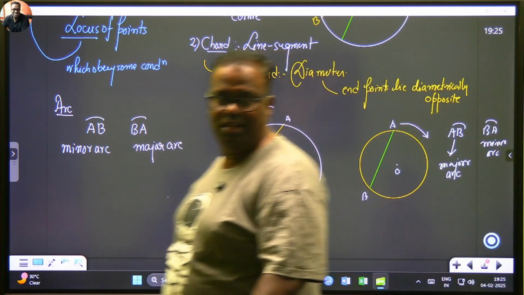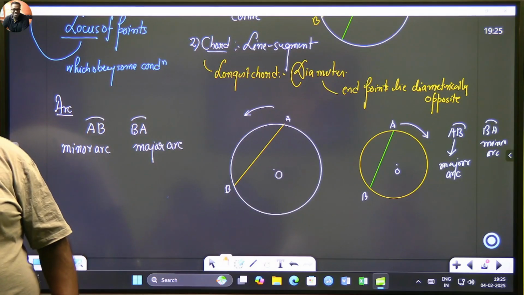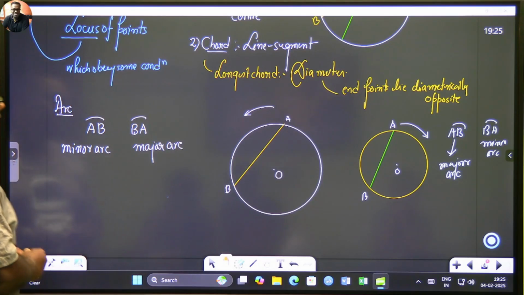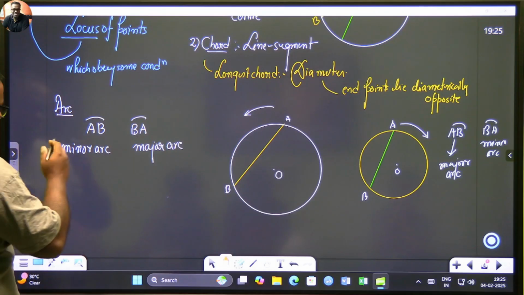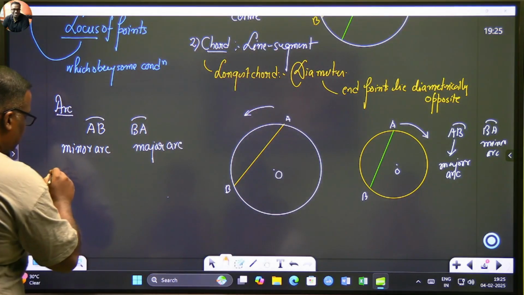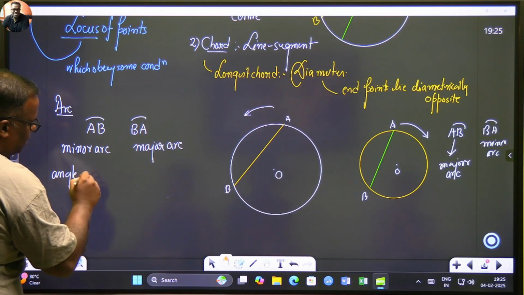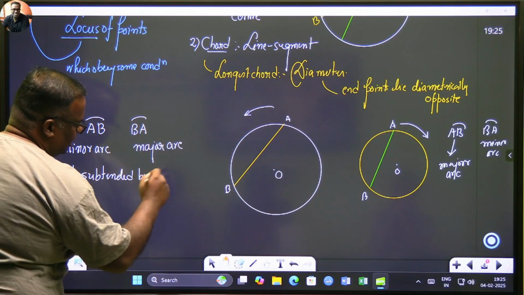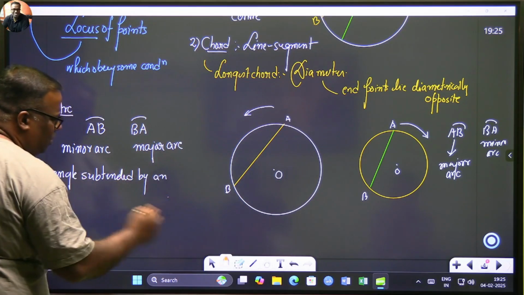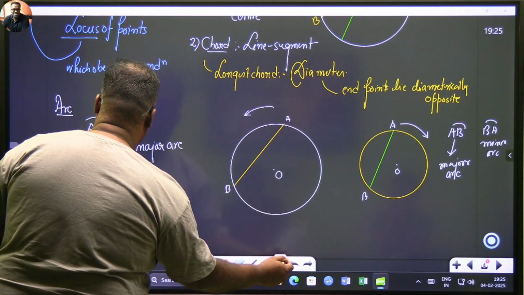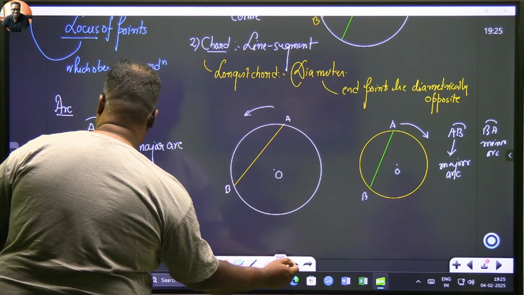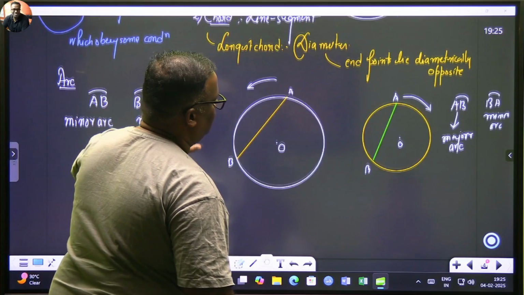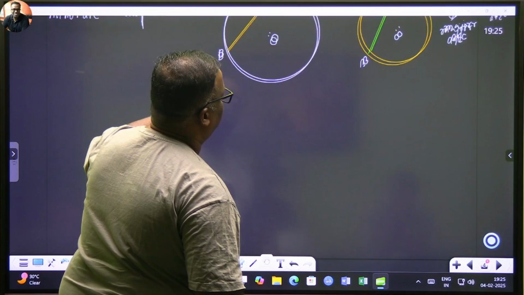Child, did you understand the concept of arc or not? Got it? Okay. If you have understood arc, then the next thing that we would like to understand is angle subtended by an arc. Okay, we'll take this a little bit later. We have understood two things, more we'll understand. Is this okay so far? Let's move forward.